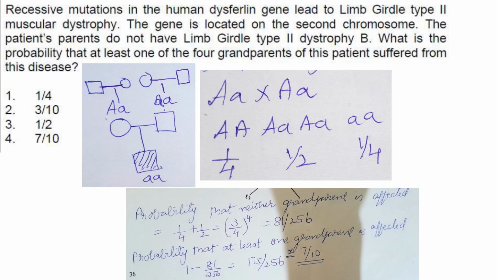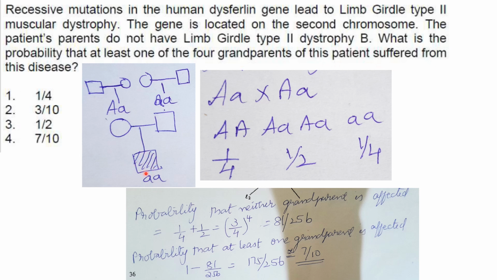Recessive mutation in the human dysferlin gene leads to limb girdle type 2 muscular dystrophy. The gene is located on the second chromosome. The patient's parents do not have limb girdle type 2 dystrophy. What is the probability that at least one of the 4 grandparents of the patient suffered from this disease?